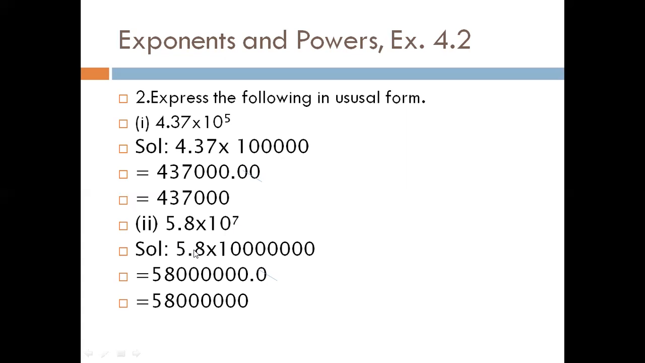Now, the second one, 5.8 into 10 to the power of 7. So write 5.8 as usual and write 10 power 7 in expanded form, that is 1 followed by 7 zeros. Now write this product as 58 followed by how many zeros? 7 zeros you write. But here 1 digit before the decimal is there. So even in the product keep 1 digit before the decimal. Then cancel this 0. It has no value after the decimal. So the answer is 58 followed by 6 zeros: 1, 2, 3, 4, 5, 6.